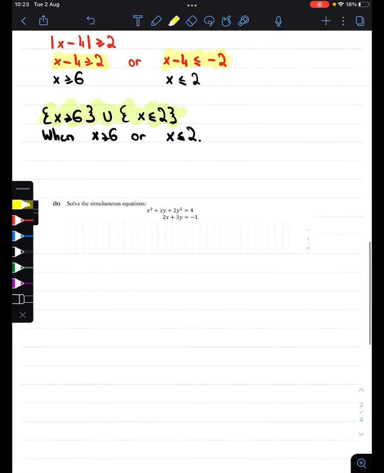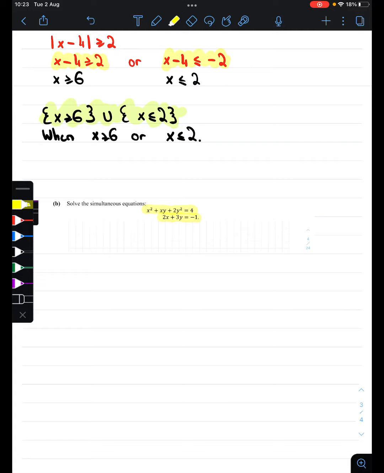Now on to part B. We want to solve the simultaneous equations x squared plus xy plus 2y squared equals 4, and 2x plus 3y equals minus 1. Okay, so there's kind of two main ways of going about a simultaneous equation.